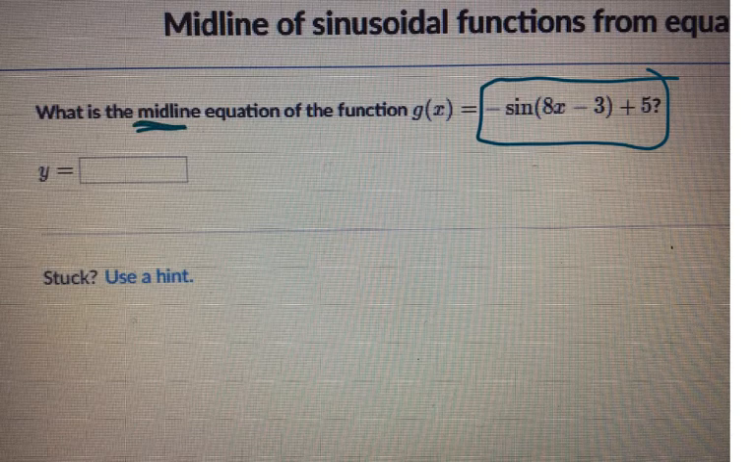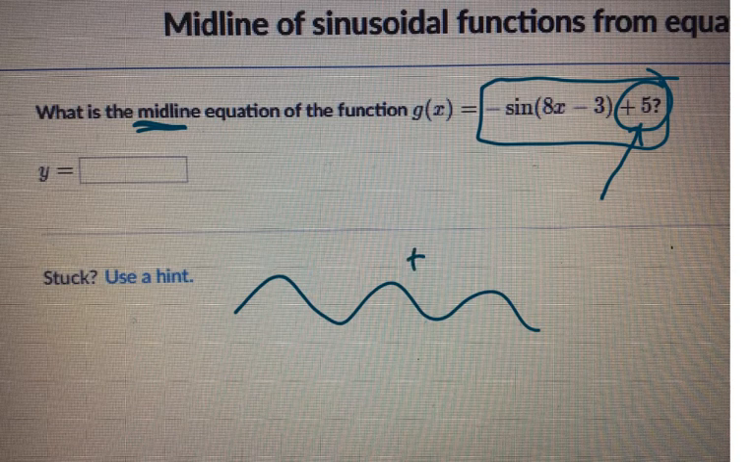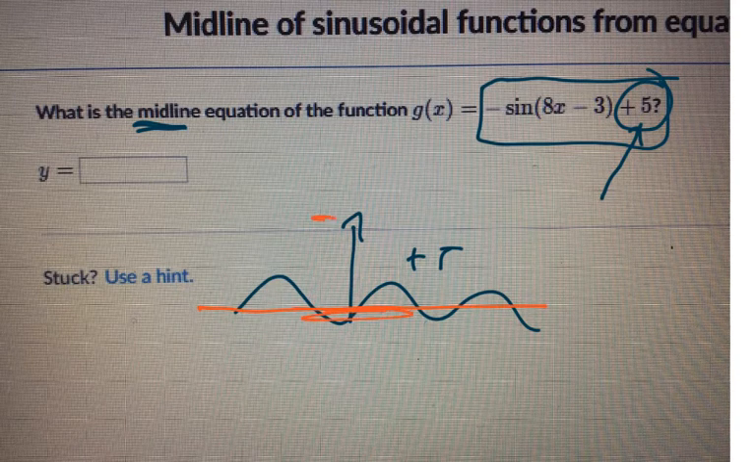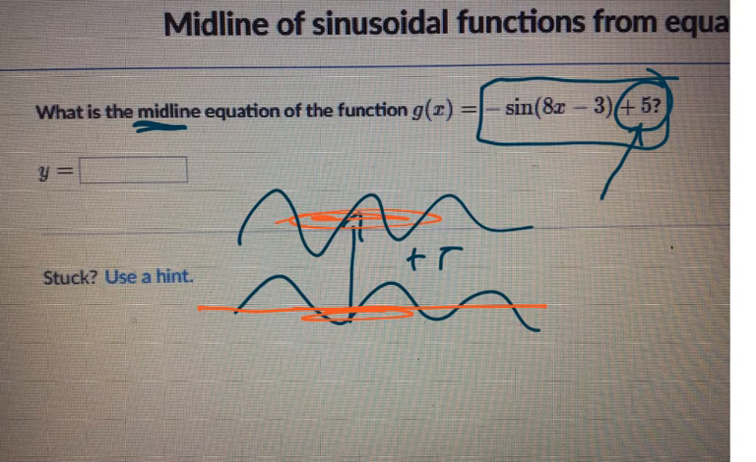If they want the midline, guys, you ready for this? Look for the constant at the end of the function. You see that plus 5? What that plus 5 is going to do, let's say here's the wave. Plus 5 means it's just going to move this whole wave up 5 spaces. So that means the midline goes from here up to here. And of course, the wave will then be 5 higher. So whatever the number is at the end, that's your midline. So y equals 5 is the answer.